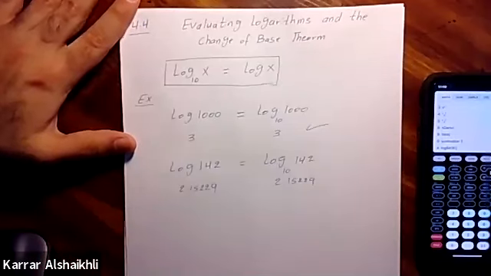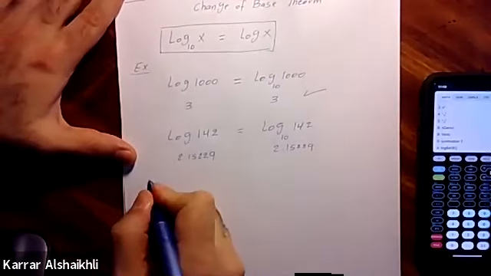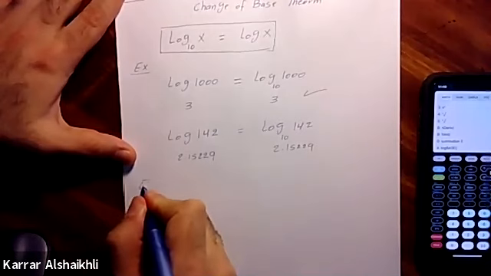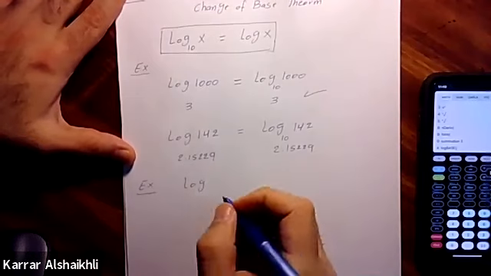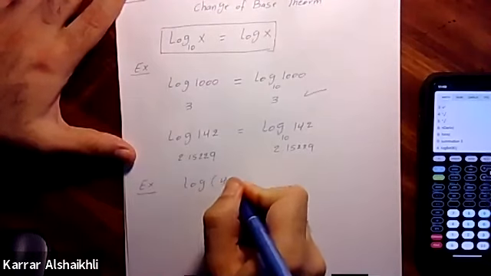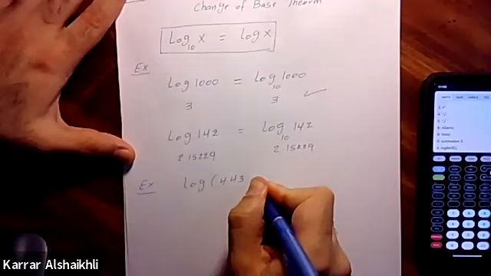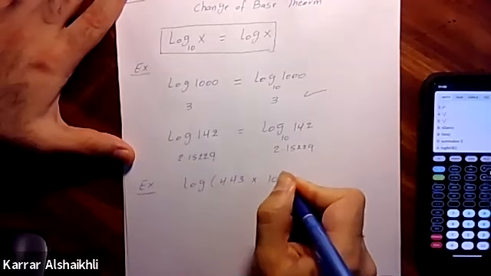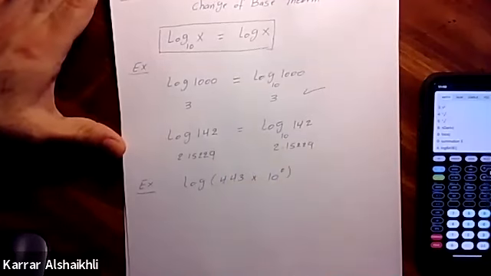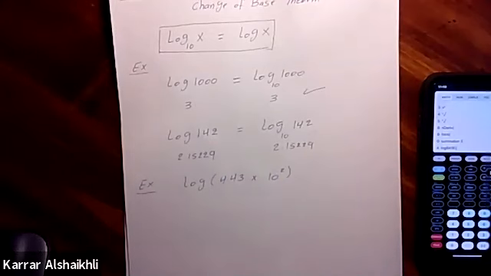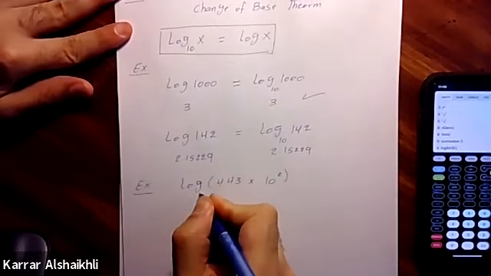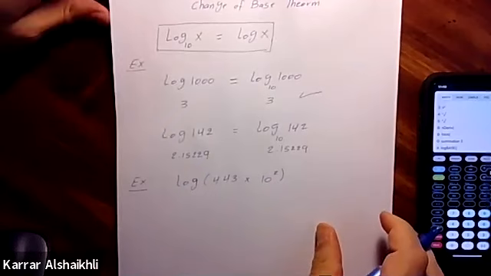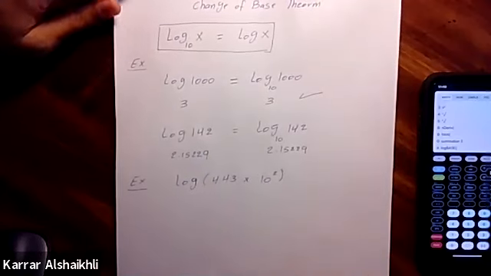If they ask you to find log, here's another example. Log, there is no base, of 4.43 times 10 squared. They ask you to find the log of this number. So now it's up to you also. There is no base here, that means the base is 10. So instead of using the base 10, I'm just going to use the log.